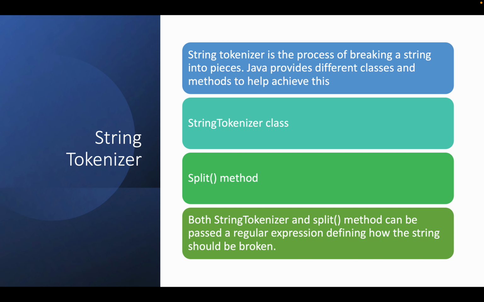String tokenization is the process of breaking a string into pieces. Java provides different classes and methods to help achieve this. The StringTokenizer class can be used, and so can the split method of the string. The StringTokenizer can be passed a delimiter, and the split method can be passed a regular expression to determine how the string should be broken. So this is a mistake on the slide. StringTokenizer does not accept a regular expression, but the split method does.